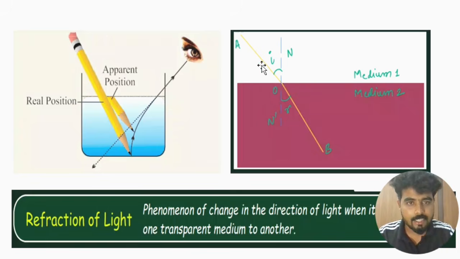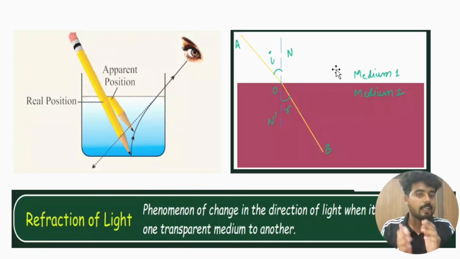When an incident ray falls on the medium, what will happen? There will be a bending of light. Okay. So, please keep it in your mind. There are two key points. When a ray of light enters from the rarer medium, it bends towards the denser medium.